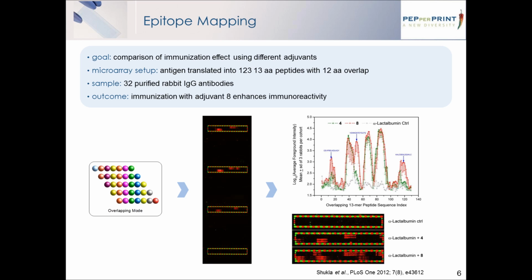Rabbits which were immunized with adjuvant number 4, it's depicted here, they developed antibodies that recognize 3 epitopes. These epitopes are here, the second is here, and the third is here. And in contrast, antibodies from rabbits that were immunized with adjuvant number 8 bound to 3 additional epitopes, and this means that adjuvant 8 increased the immune reaction against lactalbumin. So by use of the peptide microarrays, we could provide the customer with accurate molecular data about the immunization effect.